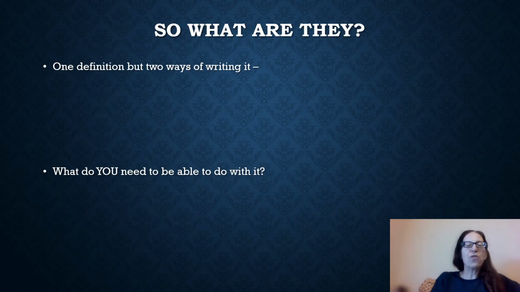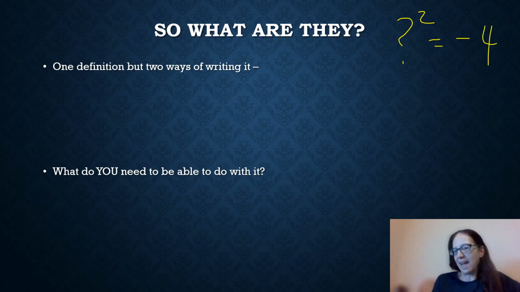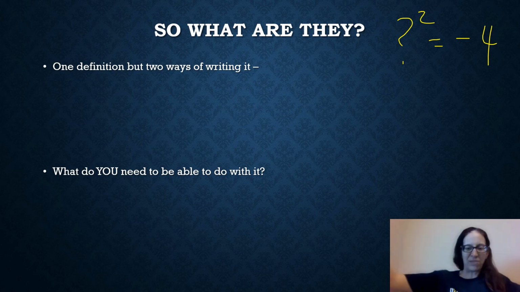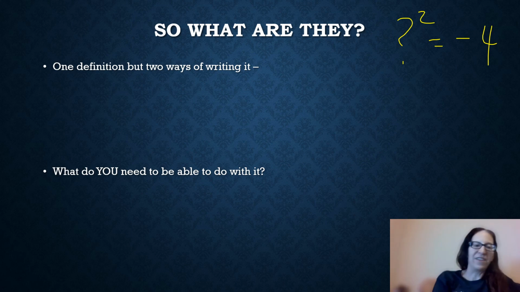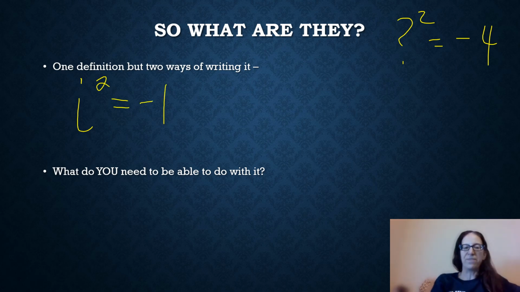Okay, so there's one definition, but two ways of writing it. If you recall, the problem that we had with the square root of -4 is that there wasn't a number that when you squared it, you could get -4. And so what ancient mathematicians did was they invented one, and we're calling it i. And i squared, when you square it, is equal to -1.